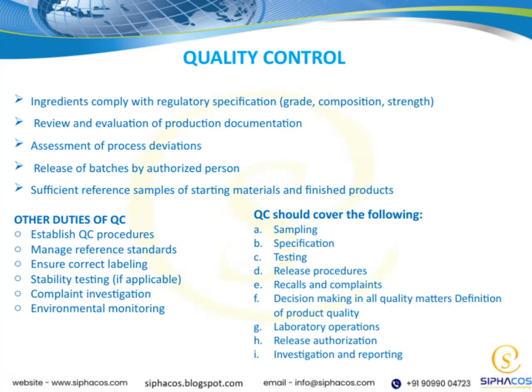Now, let's review what QC should cover to ensure product quality. First, sampling is essential. It allows us to test representative portions of our batches to confirm they meet our standards. Specification checks are equally important, making sure ingredients and finished products comply with regulatory and internal standards. Testing is the core activity where we verify that everything meets the required quality parameters.